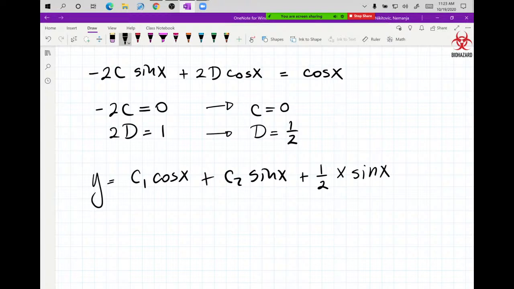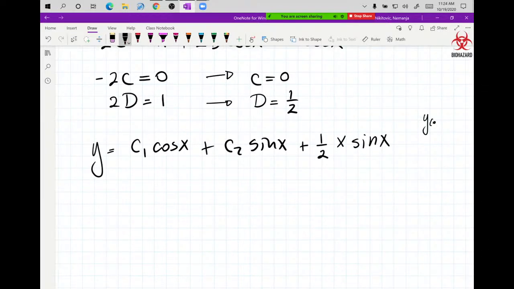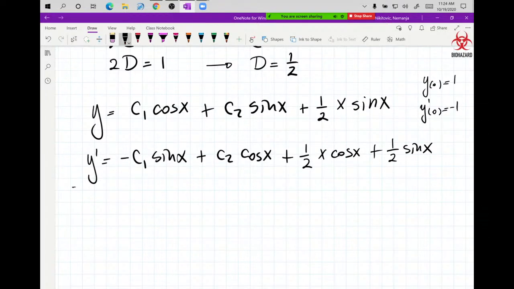Now, your job is to work out the initial conditions. Y of 0 equals 1, y prime of 0 equals -1. Well, we need a y prime. That's going to be quick. Negative C1 sine x plus C2 cosine x plus 1/2 of the product rule. Copy the first, derivative of the second, so that's x cosine x, and then plus 1/2 sine x. Derivative of x is 1. Okay, and now we just plug these values in and we compute.